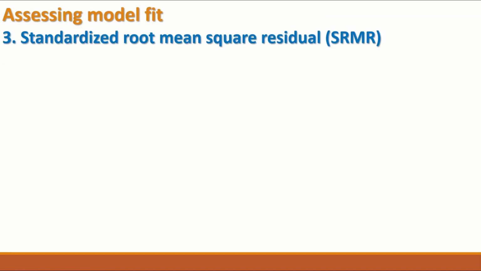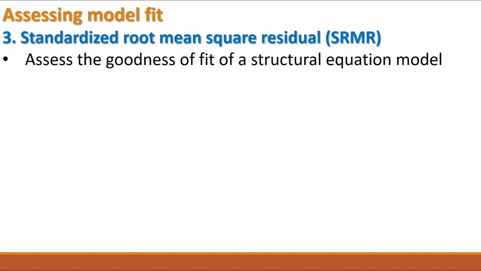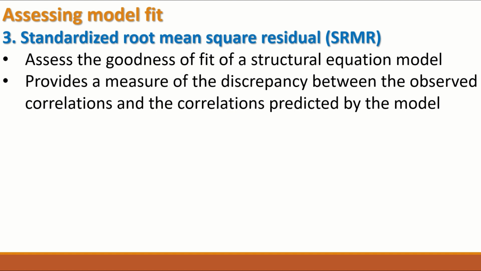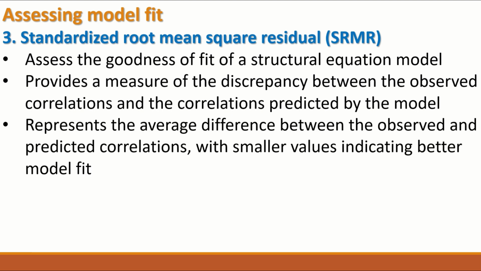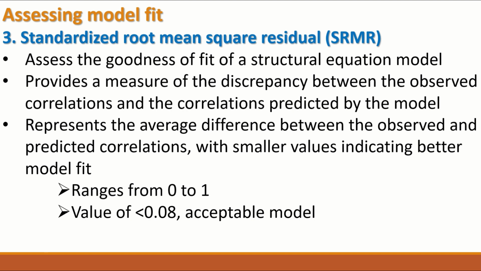The next index is the standardized root mean square residual, SRMR. The index will assess the goodness of fit of the structural equation model. It will provide the measure of discrepancy between observed correlation and correlation predicted by the model. So the value represents the average difference between the observed and predicted correlation, with smaller values indicating better model fit. So the value for it ranges from 0 to 1. Any value less than 0.08 is an acceptable model.